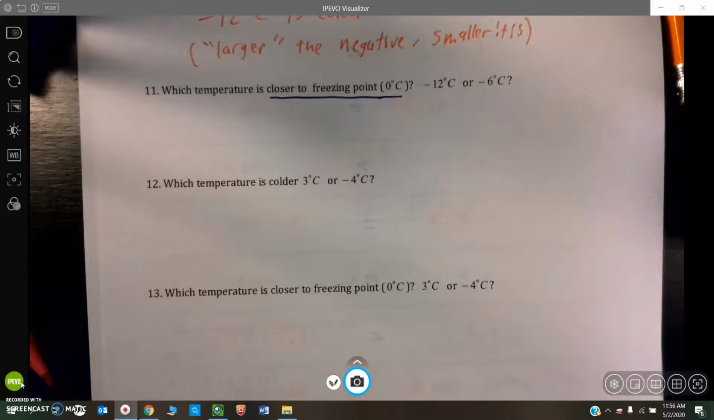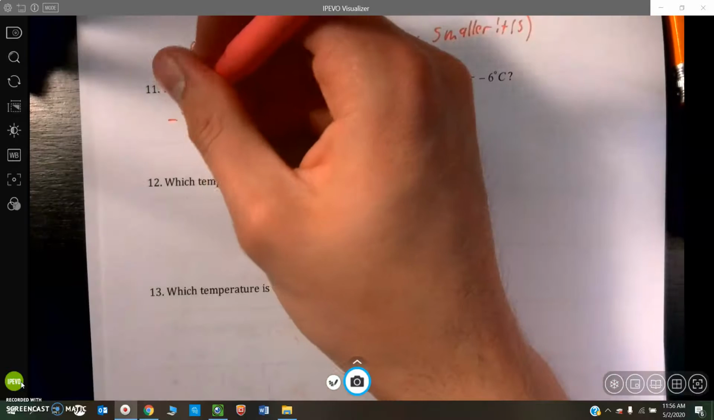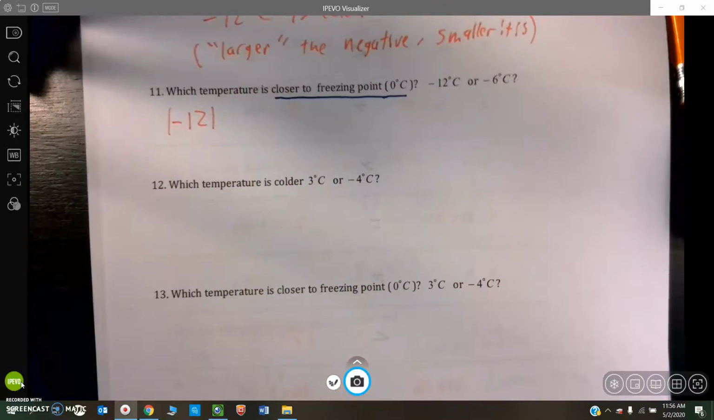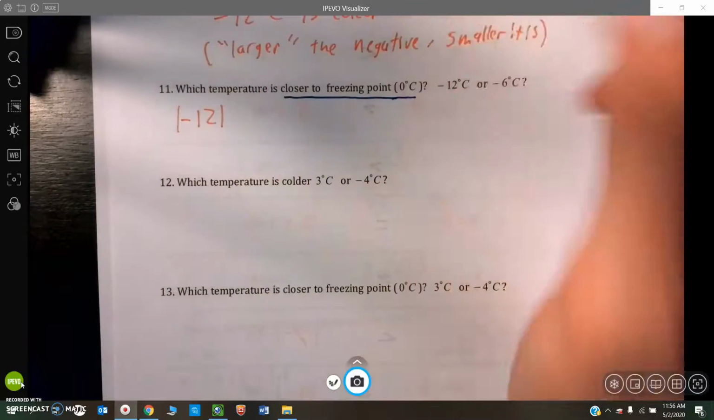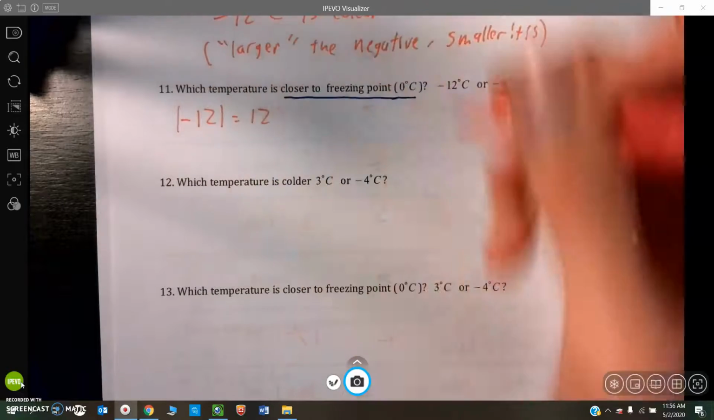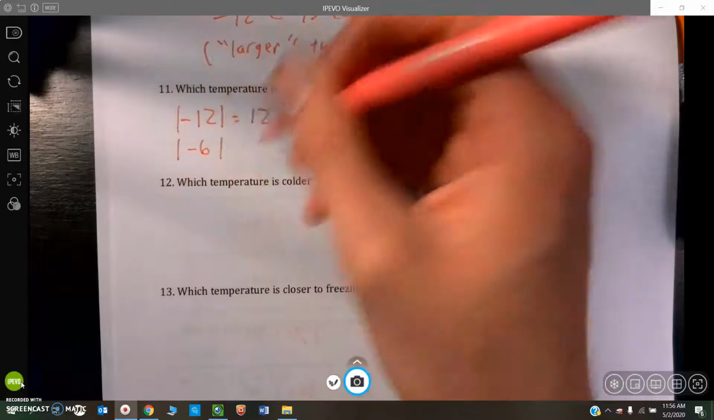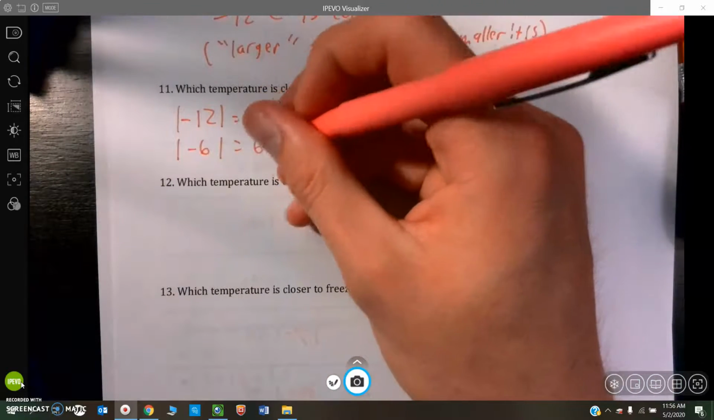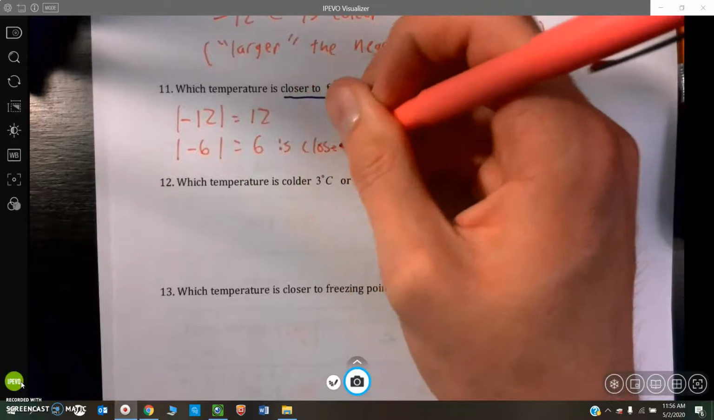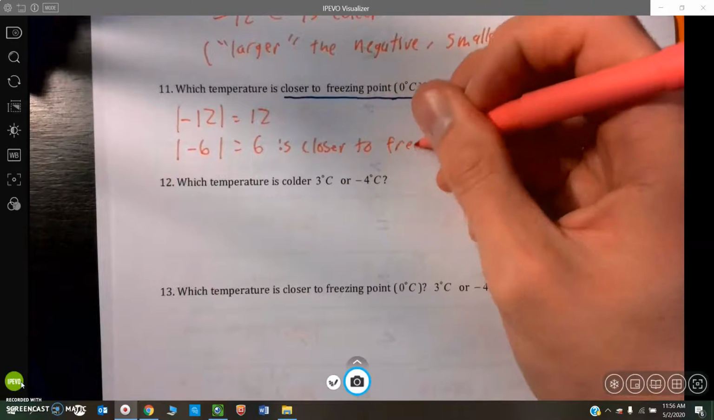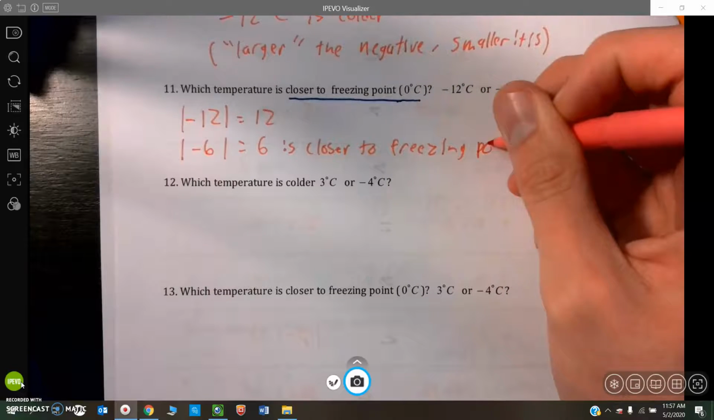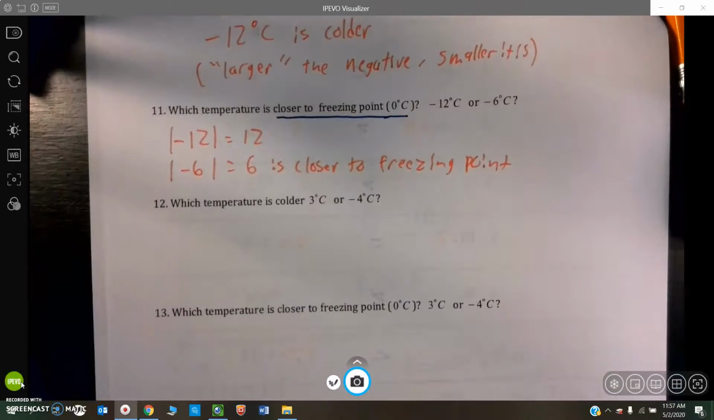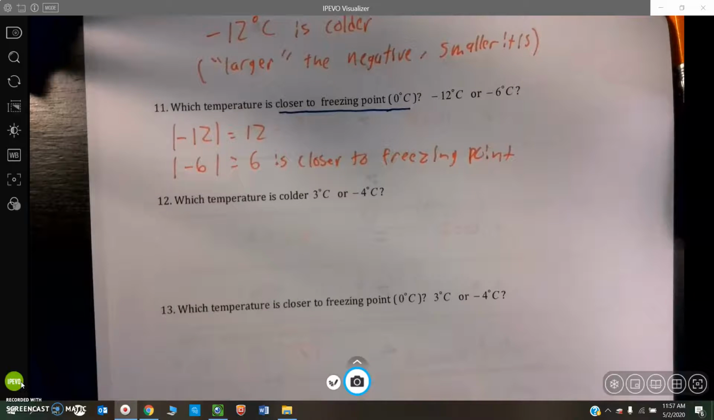So essentially what we're doing here is talking about these two numbers' absolute values. And so the absolute value, or -12 degrees Celsius' distance from freezing point, or 0, is 12. And the distance of -6 from freezing point is 6. So 6 is closer to freezing point. -12 degrees Celsius is colder, and -6 degrees Celsius is closer to freezing point.